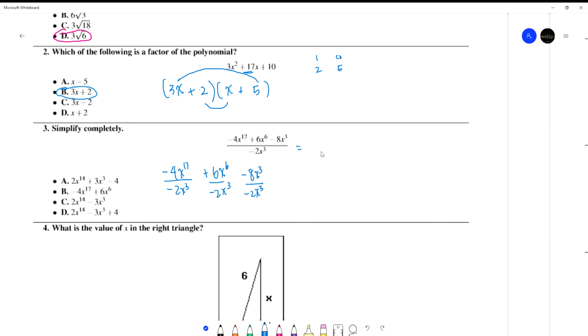So this comes out to positive 2, negative 4 over negative 2 is positive 2. x to the 17 minus 3 is x to the 14. 6 over negative 2 is negative 3, x to the third, 6 minus 3 is 3. And then plus 8 over 2 is 4, and the x's cancel out. So we have 2x to the 14th minus 3x cubed plus 4, which is D. Any questions?